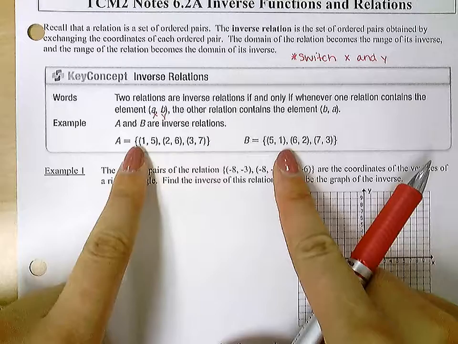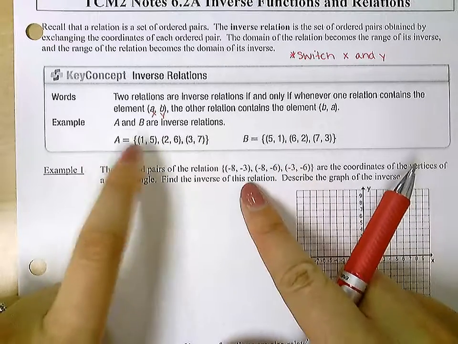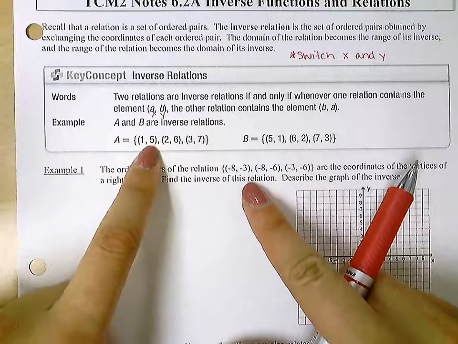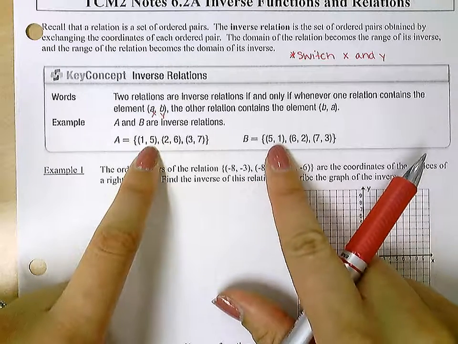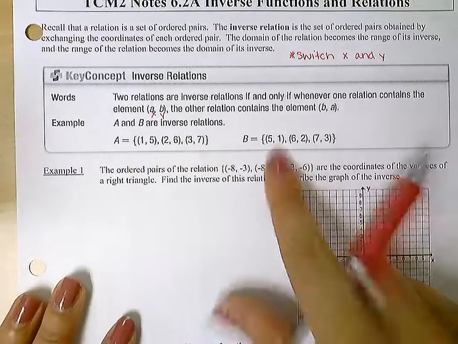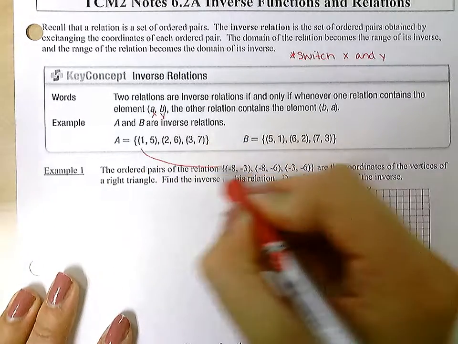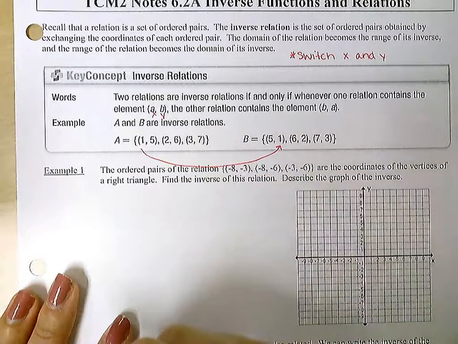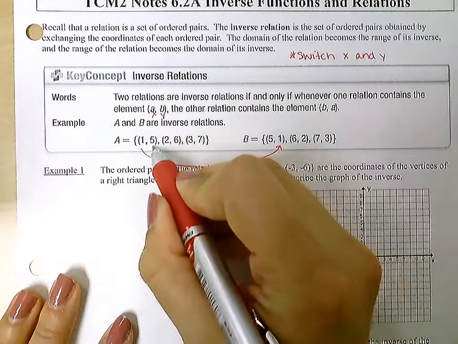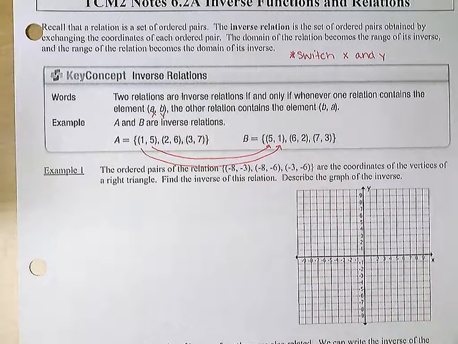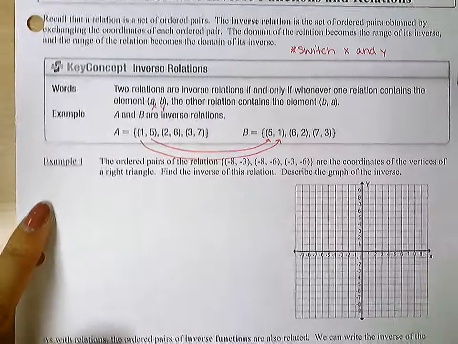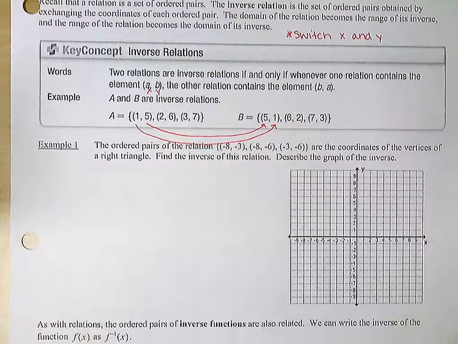An example of that: here, we have a point (1, 5). That same point, after I find its inverse, will be (5, 1). So this 1 just flips to the y spot, and this 5 flips to the x spot. Not so bad, right? Switch x and y. So we're going to do an example of that using coordinate points.